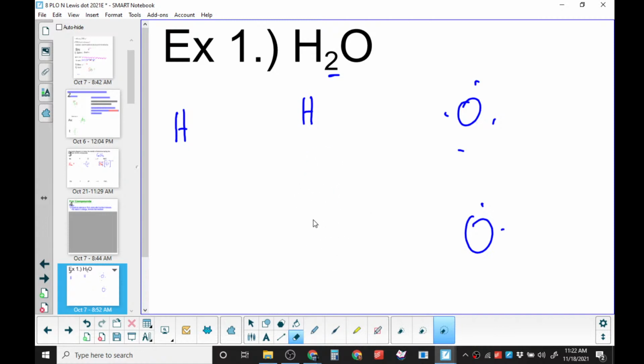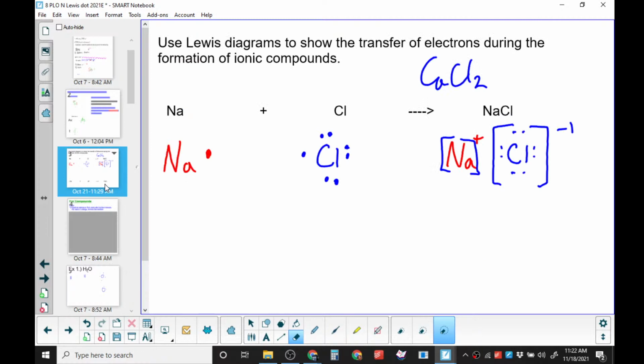They actually share, right. So on the other one, I didn't mention this. On the other one, there were a lot of people that did this.